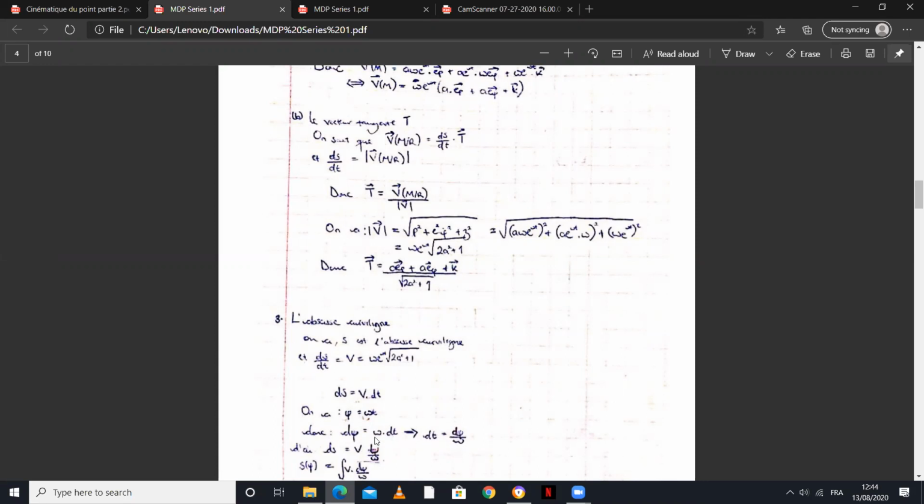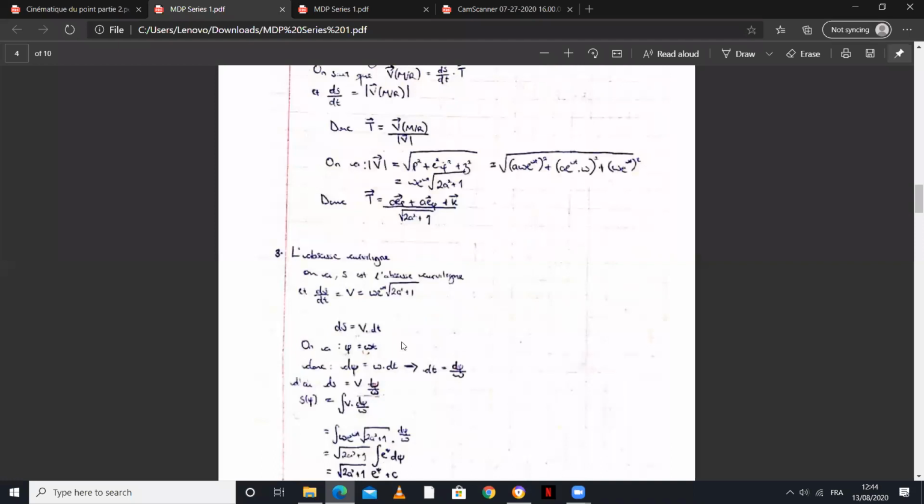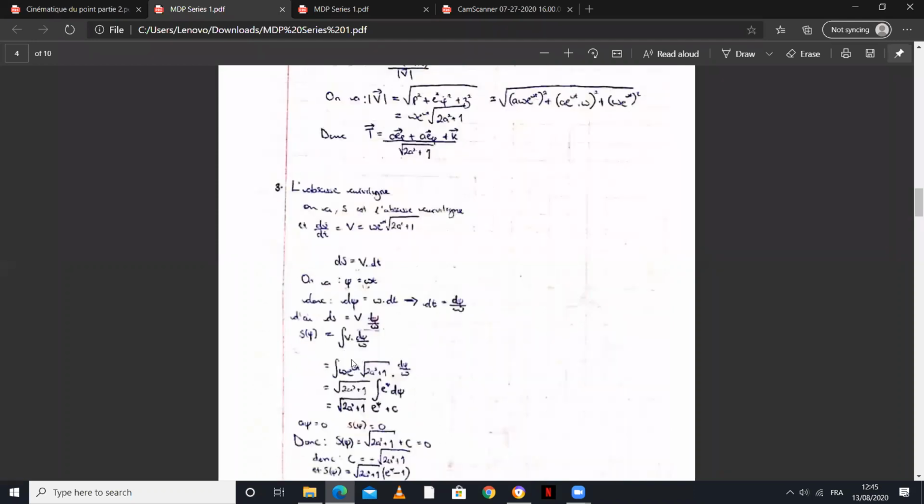Here it's just divided by omega, you divide by omega. dt will be equal to d phi over omega. So here where there's dt now, we can just put our new expression there. So dt, we replace it with d phi over omega. And then when you substitute your expression for v, here where there's v, you put your v. v is equal to omega exponentielle omega t, racine de 2a carré plus 1.